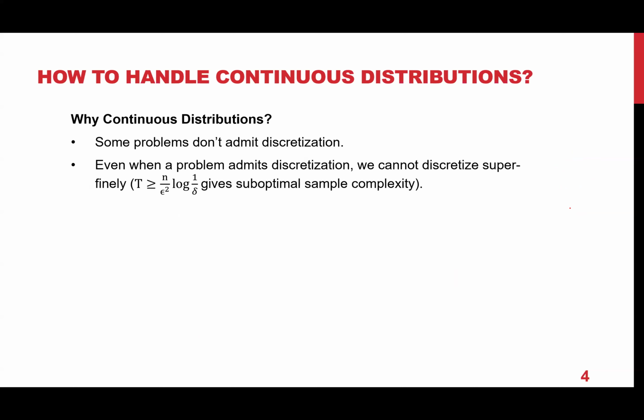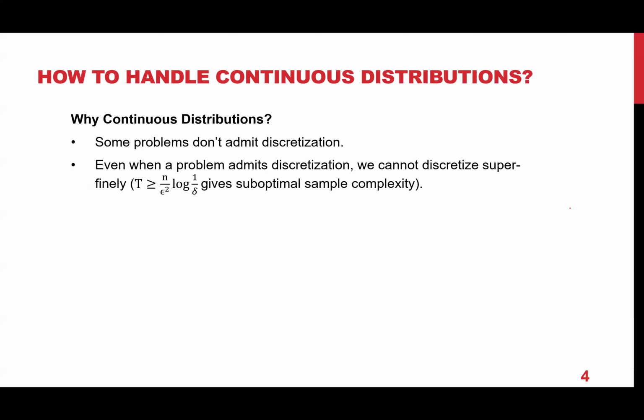The reason we care about continuous distributions is, first of all, many problems don't admit discretization. For some auction design problems and many other problems, you can show that the constraints cannot be satisfied once you discretize. The other thing is that even if you can discretize, usually if you try to feed it into the result from the last slide, I guess I'm missing a k here. It's nk over epsilon squared. So k was the support size.